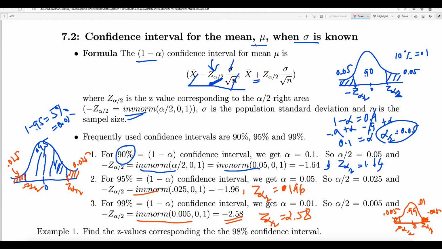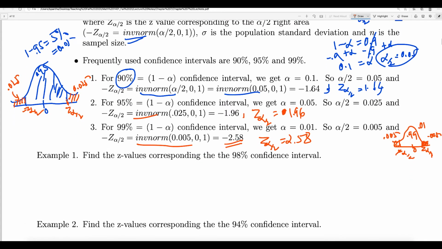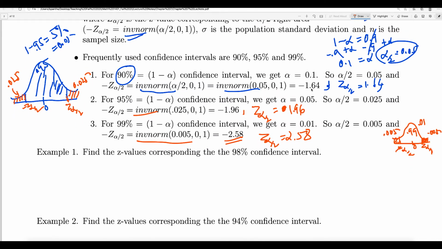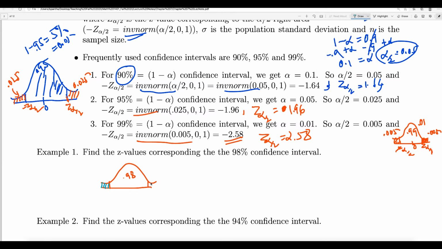So if you are calculating for mu, if sigma is given, in that case, this is what you find out. Okay, let us do example number 1. Find the z value corresponding to a 98% confidence interval. So 98% is in the middle, 0.98, right? On the left-hand side and right-hand side there is some area outside the 98%, and that is basically 2%, right?